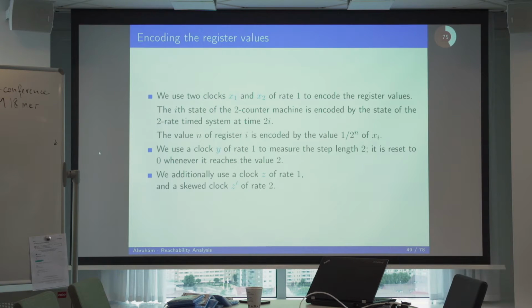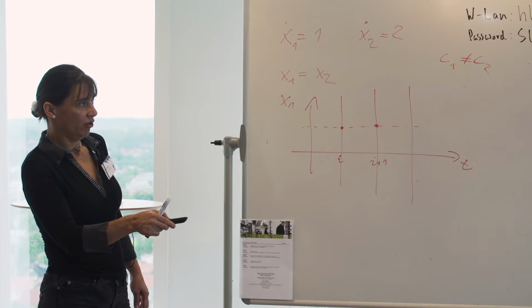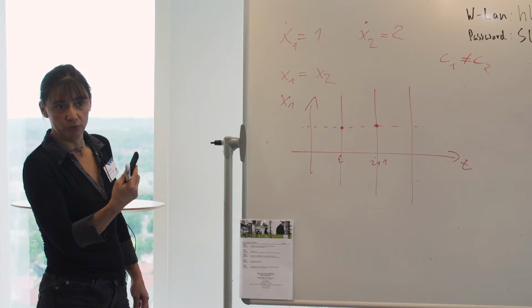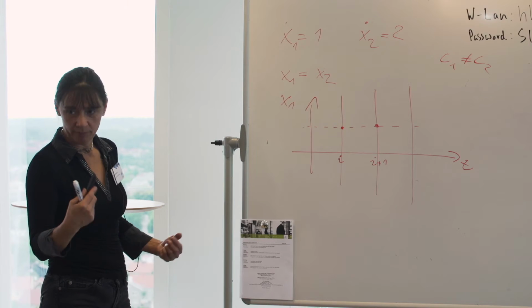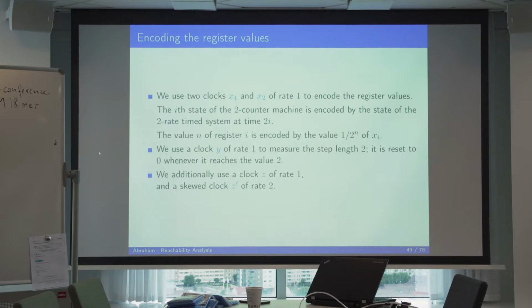Sorry, this I have to mention. So we have these two clocks, x1 and x2, with rate 1. Here we will encode the register values. And if the register value is n, then the value of this clock will be 1 divided by 2 to the n. This is because we cannot implement addition, but we can implement multiplication, halving and doubling. And we will take another clock y. This is a normal clock with rate 1.